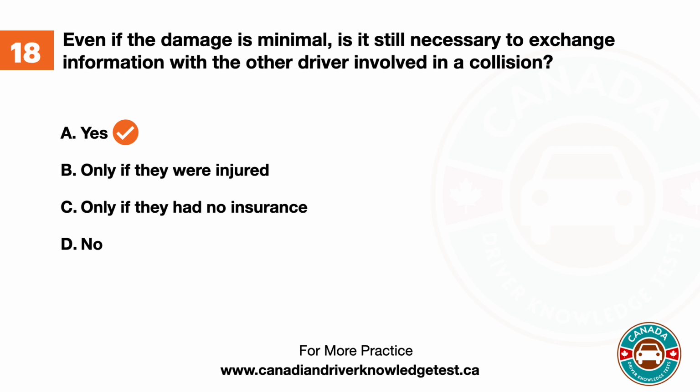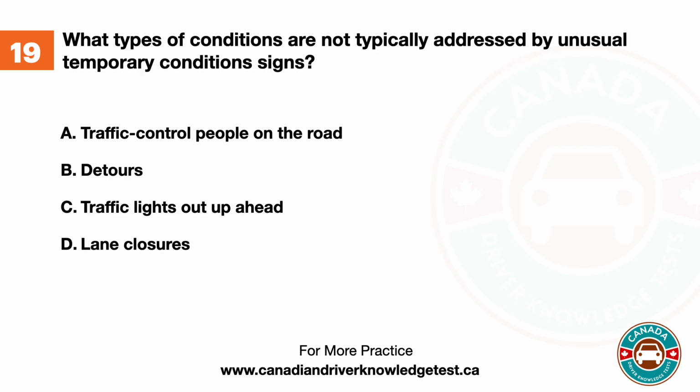Question 19. What types of conditions are not typically addressed by unusual temporary conditions signs? A. Traffic control people on the road. B. Detours. C. Traffic lights out up ahead. D. Lane closures. The answer is C. Traffic lights out up ahead.